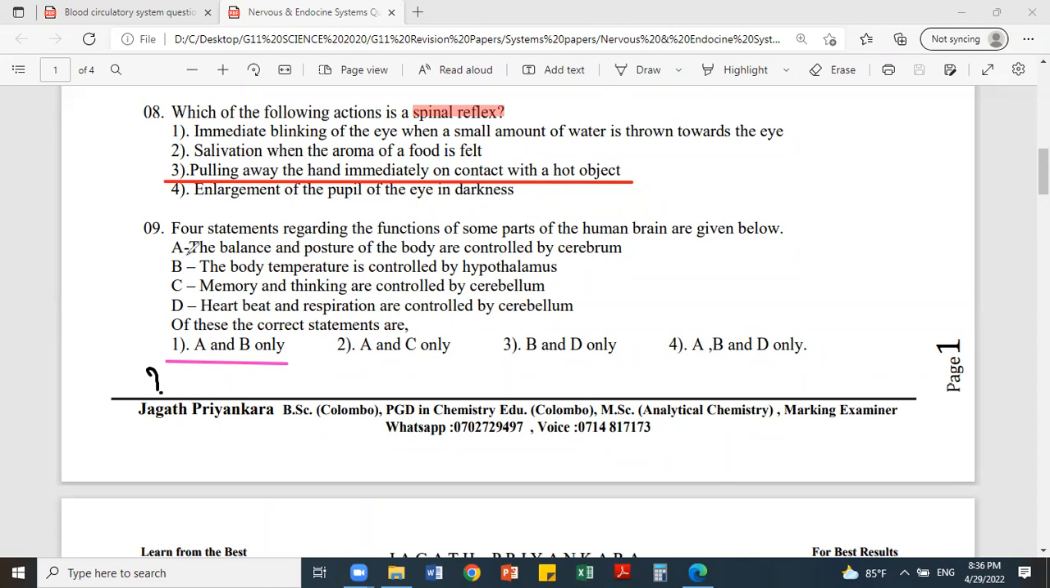Okay, I'll put A is wrong. B, the body temperature is controlled by hypothalamus, that's correct. Memory and thinking not by cerebellum, that's by cerebrum. Heartbeat and respiration controlled by cerebellum is also wrong, it's by medulla. Only B is correct. There's no answer, right?